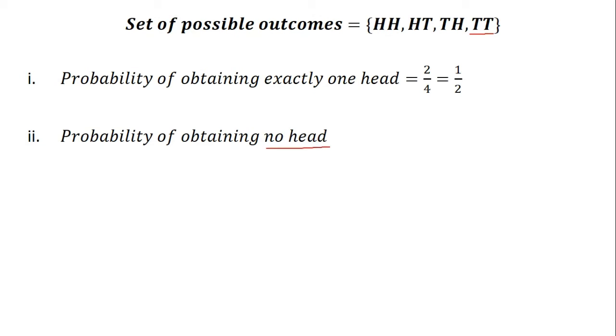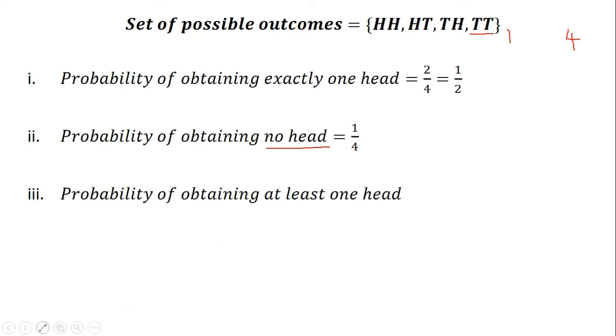Our sample space is 4. We only have one member in this event, so 1. So it means that our probability is going to be equal to the number of members in the event, which is 1, divided by the number of members in the sample space, which is 4. So 1 divided by 4.